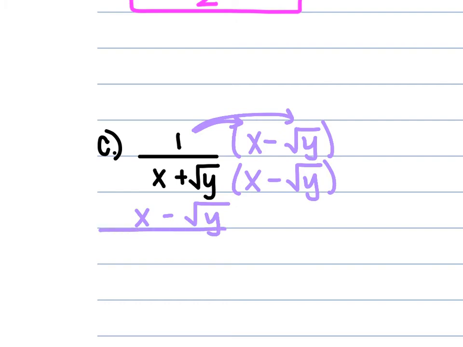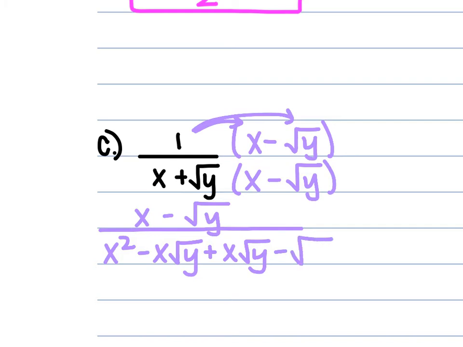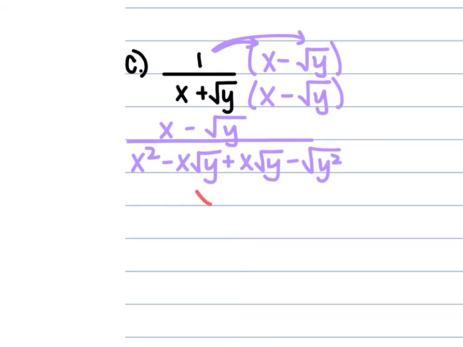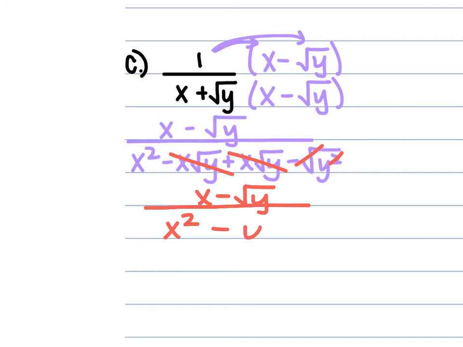of y. On the bottom, however, we're multiplying, so x times x is x squared. X times negative square root y is negative x square root y. The square root of y times x is x square root y. And negative square root y times positive square root y is negative square root y squared. So if we simplify these, the top's going to stay x minus the square root of y. The bottom, those x square root y's cancel out. We're going to have x squared, and then that square root cancels out with the squared on the y, so minus y. You cannot simplify this any further, so this is your answer.